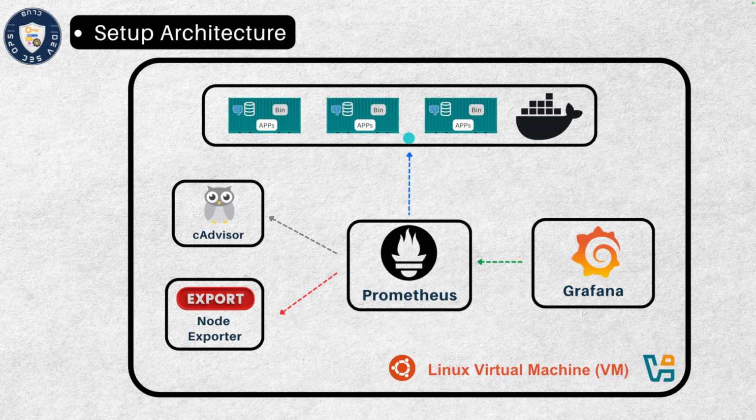One more thing: the endpoints where Prometheus can scrape the metrics. For Docker we are using 9323, for cAdvisor it's 8080, for node exporter it's 9100, 9090 is for Prometheus, and 3000 is for Grafana. Though we have not configured it yet, we will also configure Prometheus to scrape metrics from Grafana itself.